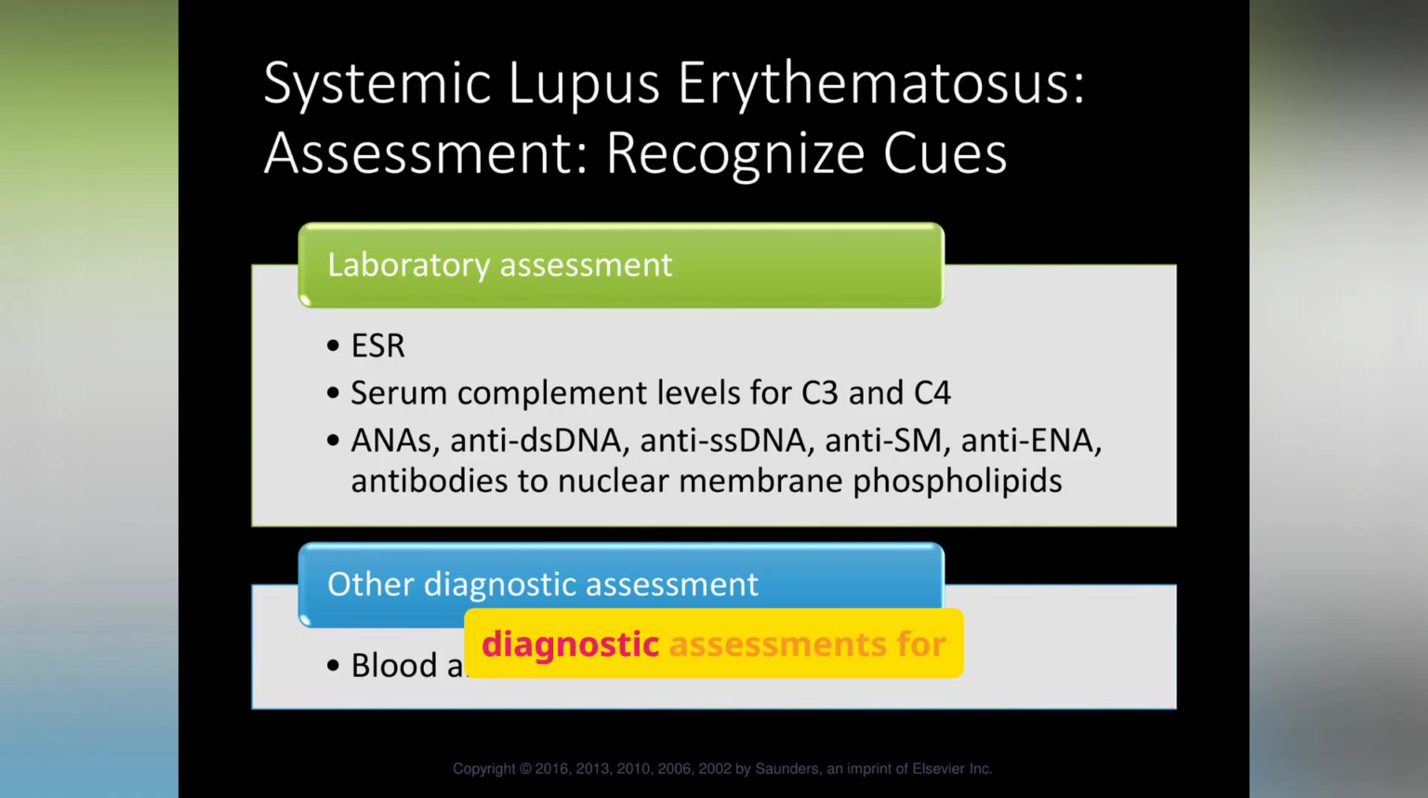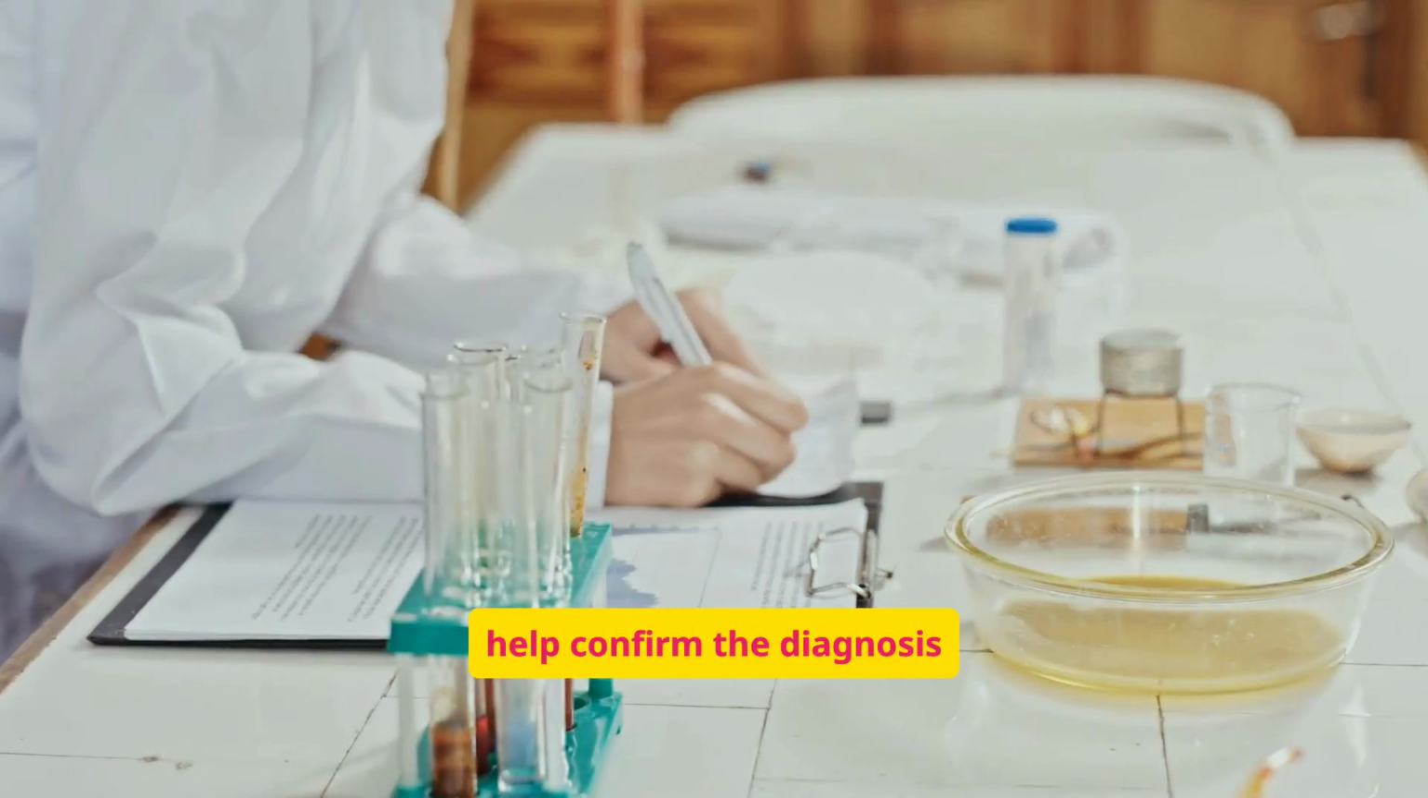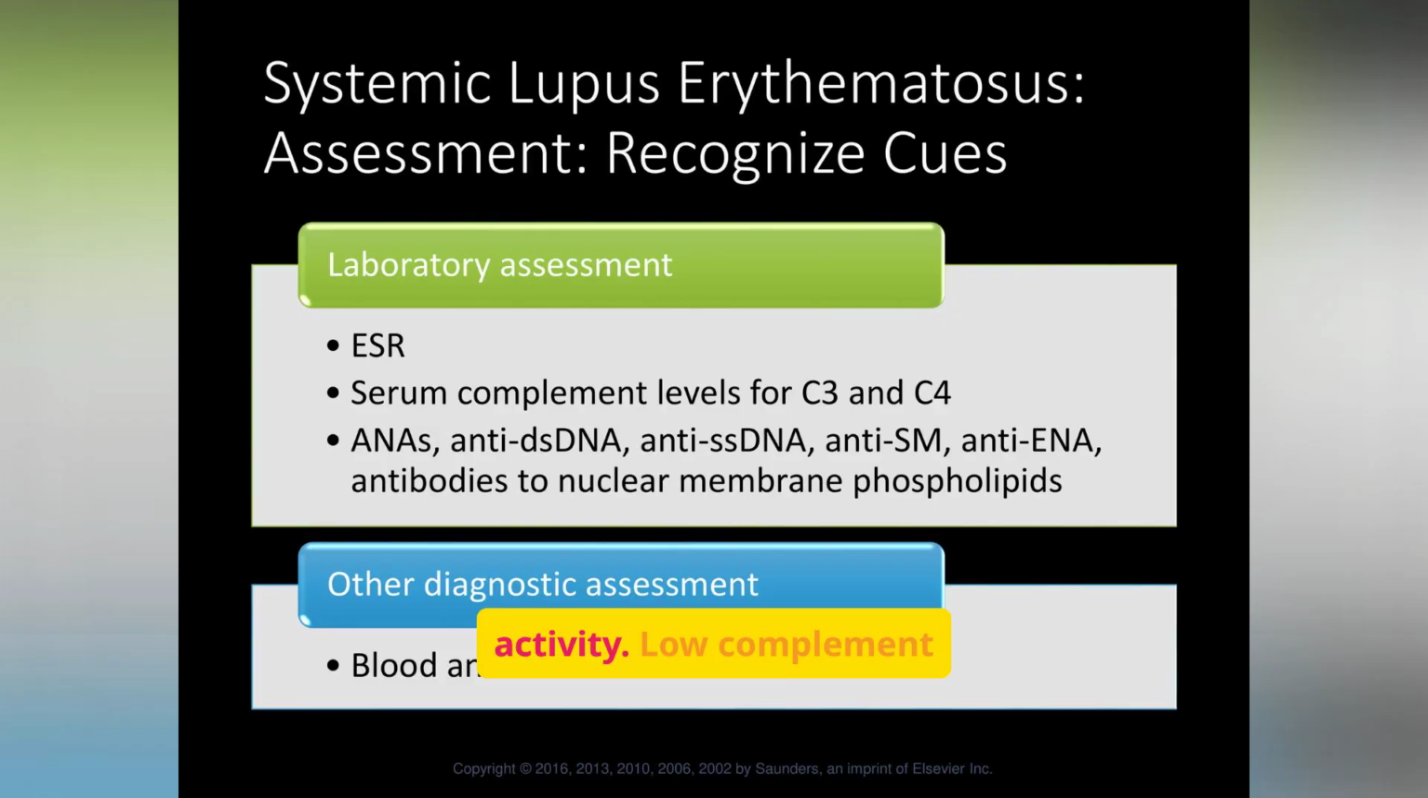Laboratory and diagnostic assessments for SLE include ESR, serum complement levels, ANAs, anti-dsDNA, anti-ssDNA, anti-SM, anti-ENA, and blood and urine tests. These labs help confirm the diagnosis and monitor disease activity. Low complement levels often indicate active disease. Urine tests can detect early signs of kidney involvement, while anti-dsDNA antibodies are more specific to lupus.